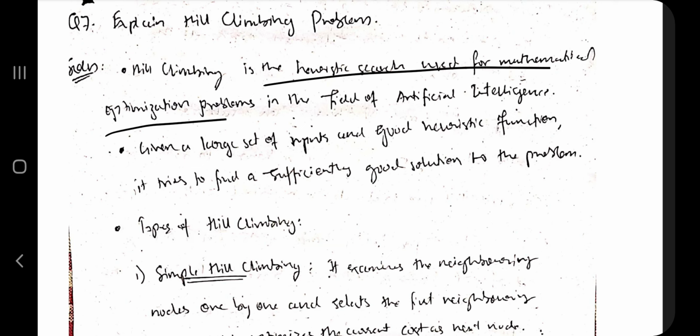Optimize means it will make the problem's answer more optimal, meaning better. Optimal means better and best. So in the field of artificial intelligence, a large input will be given, and we have to find a good solution to the problem. So how many types are there?